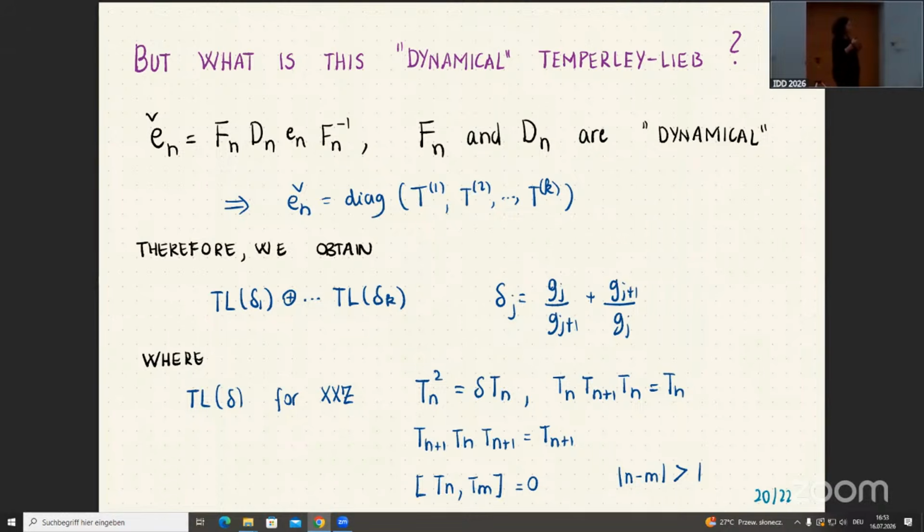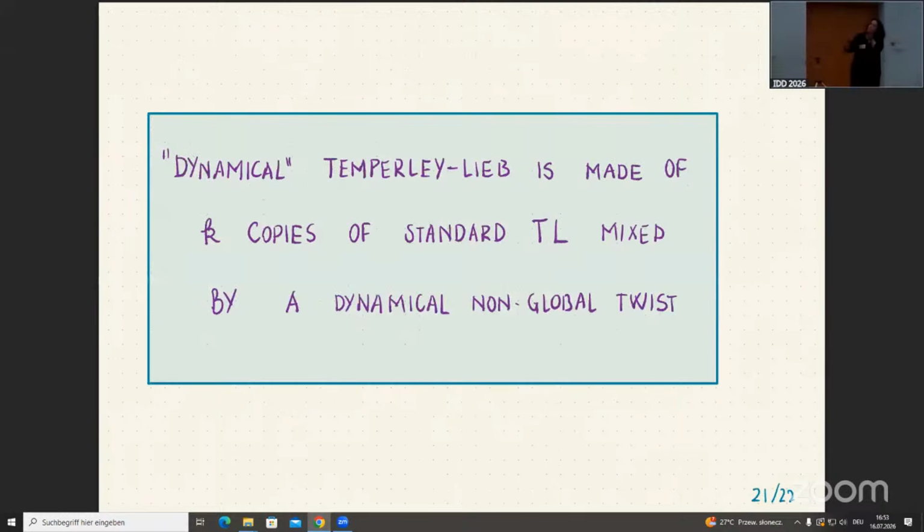So the fact that, for example, you cannot write an R matrix like a standard R matrix, a solution of the Yang-Baxter equation, is all caused by this dynamical twist that is messing things up. It is a twist that breaks co-associativity, for example, and it's not a global twist. Okay, I already said that.